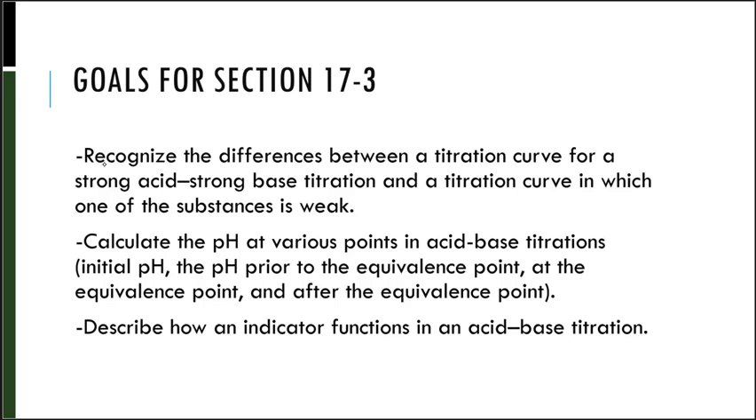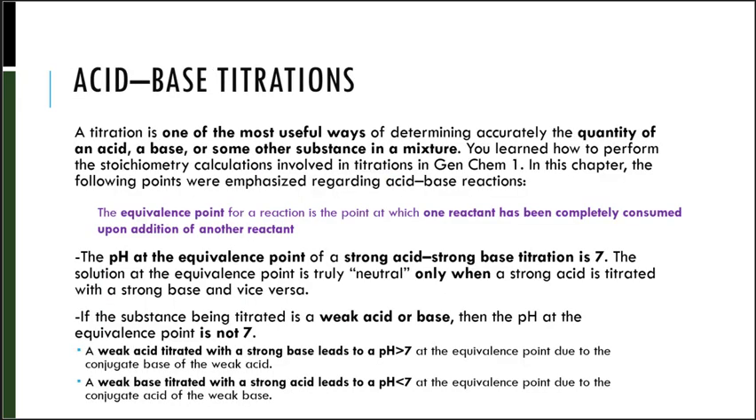Hello chemistry students. In this section you will be able to recognize the differences between a titration curve for a strong acid, strong base titration and a titration curve in which one of those substances is weak. You'll be able to calculate the pH at various points in acid-base titrations, like the initial pH, the pH prior to the equivalence point, and the equivalence point, and after the equivalence point, and describe how an indicator functions in an acid-base titration. Let's start with talking about a titration.